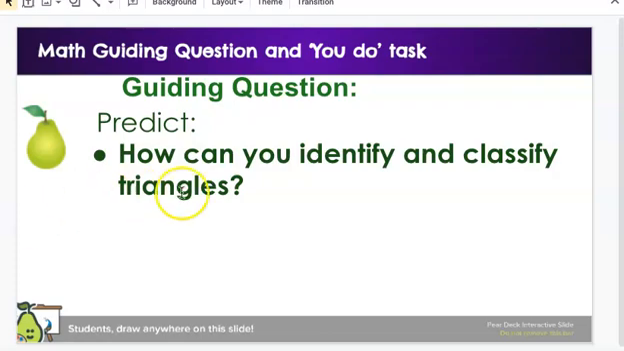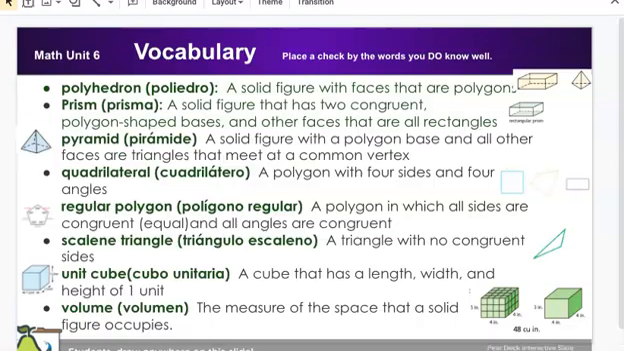So I want you to write, using your Pear Deck, how can you identify and classify triangles? What do you know about recognizing a triangle, or maybe classifying them, sorting them by their features? Go ahead and pause the video and put in your answer. All right, hopefully you turned it on and entered your answer.